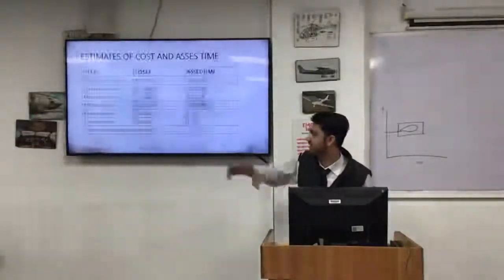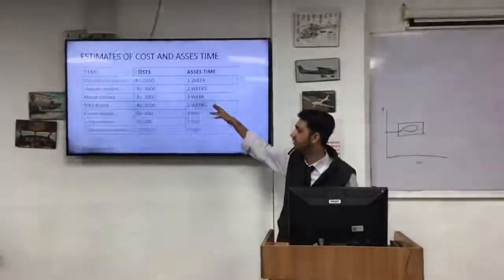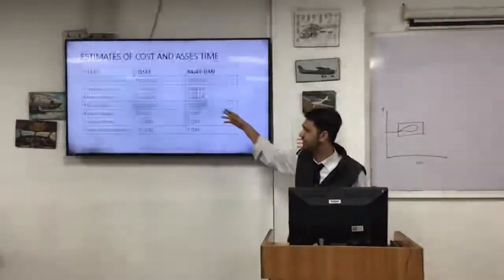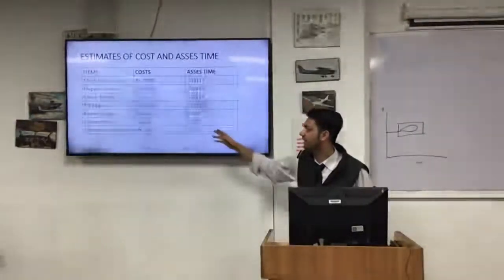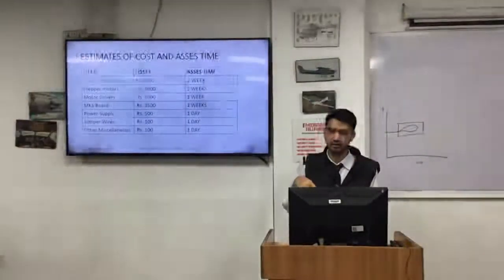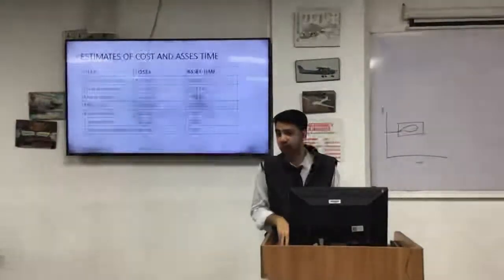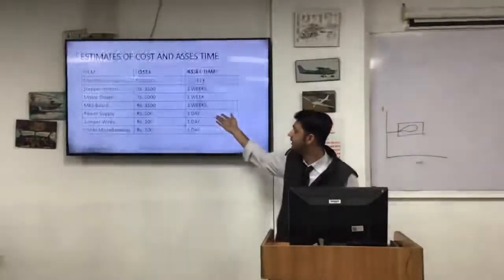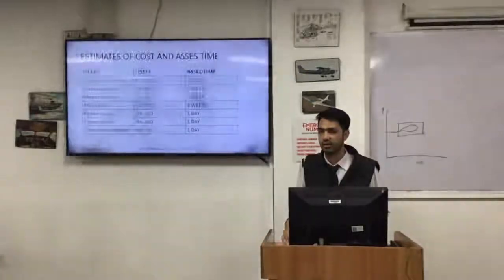The cost of stepper motors was 3600. That took us about 2 weeks to attain. Motor drivers 2000 and that took us about a week to attain. MKS board, the price of MKS board was 3500. There are different types of MKS boards, like some can control 3 motors, some can control 5 motors and some can control 7 motors. So the price may vary, and it took us about 3 weeks because we had to ship it all the way from China.